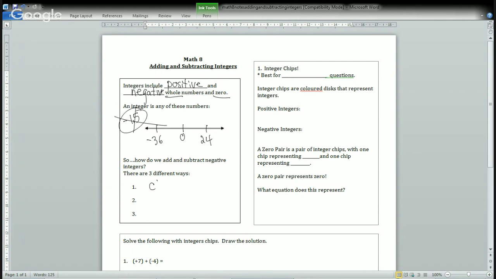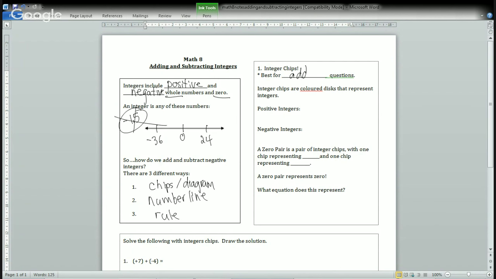One is, or, the other way is, and lastly, I'll kind of give you general rules. Sometimes people really like just the rules. So let's do integers first.